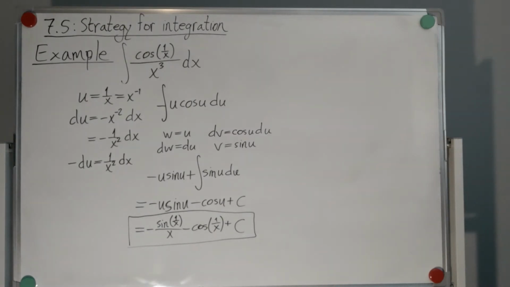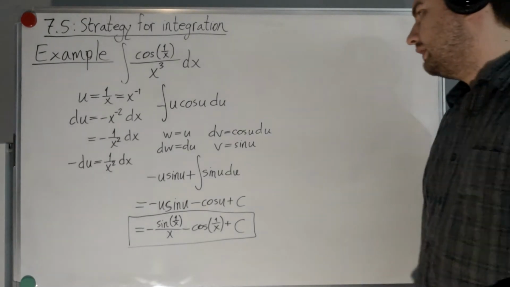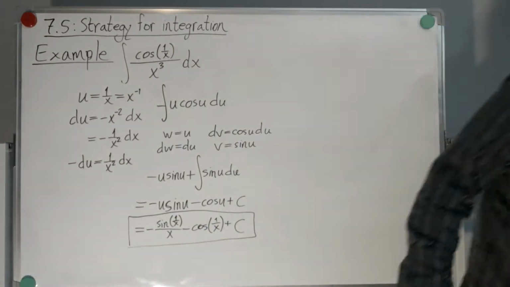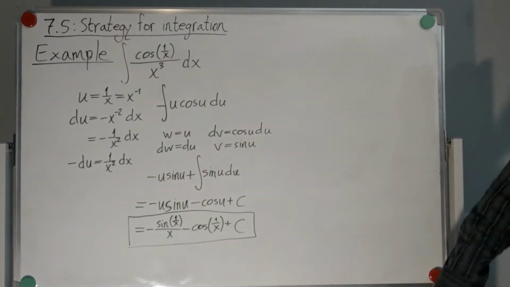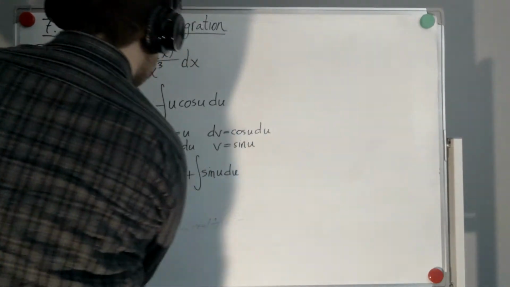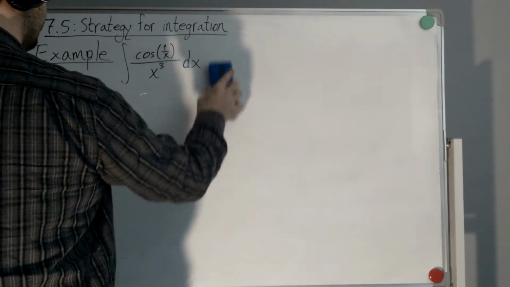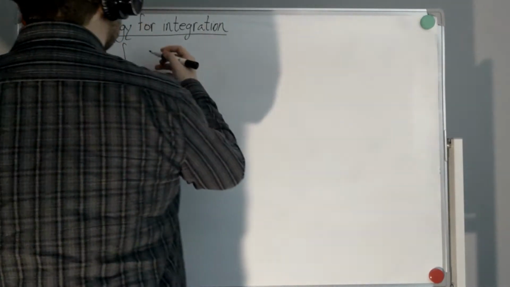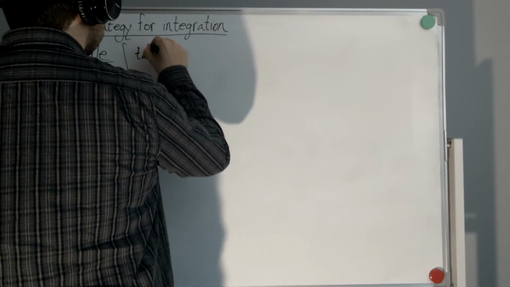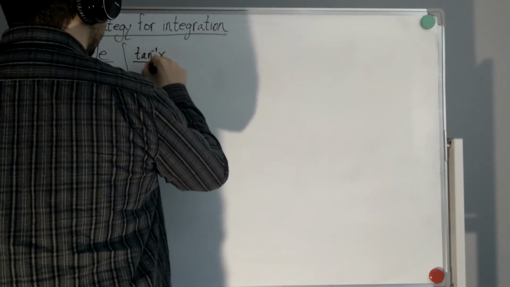All right. Now, let's try one more. This one is a little bit of a twist. So this one is going to be arctangent x over x squared. Okay. So we have the integral of arctangent x over x squared dx.